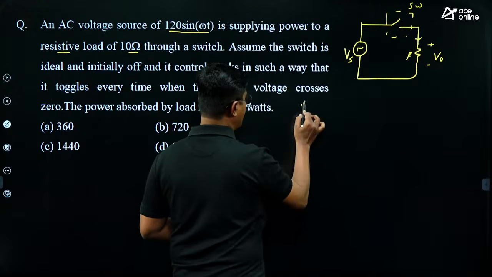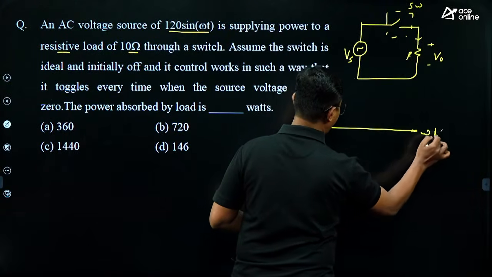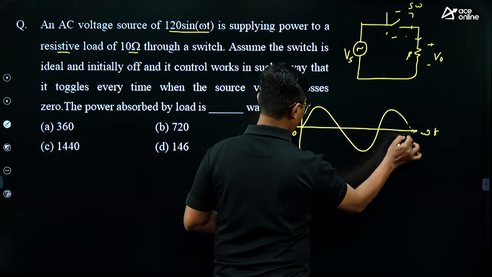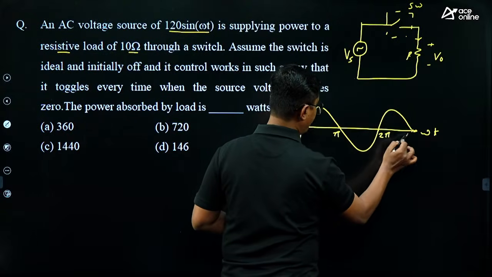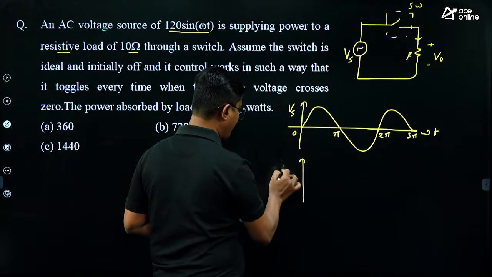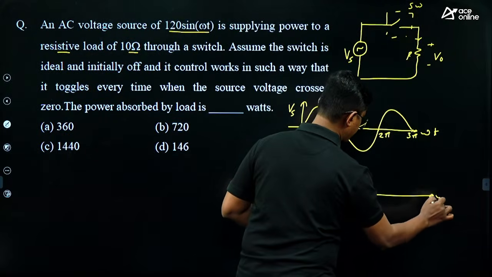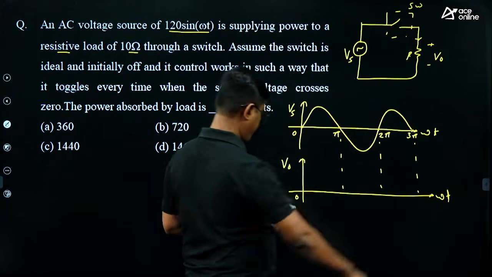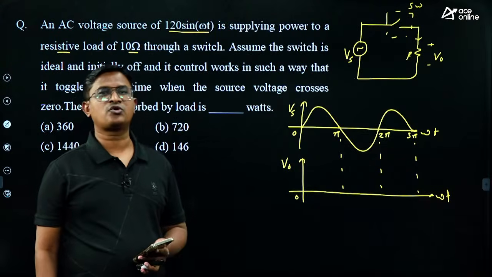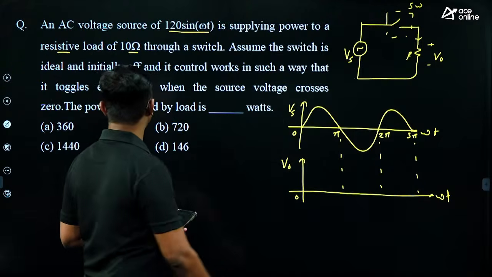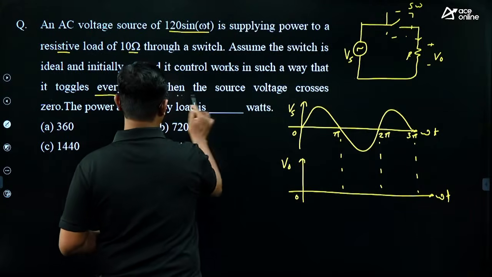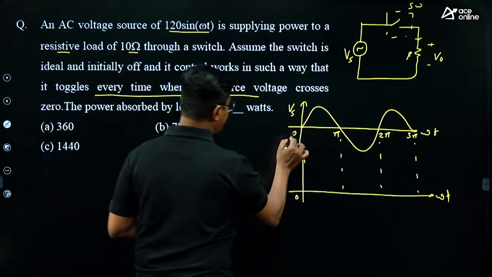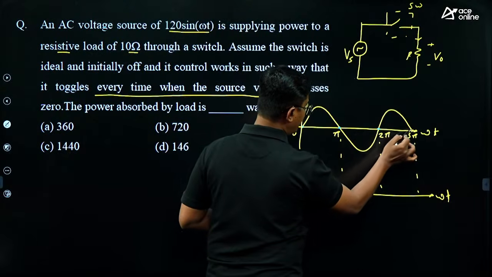The supply voltage is pure sinusoidal. All right. Pi, 2 pi, 3 pi and so on. Tell me how will be my V0 waveform. Switch toggles means what? It is given that the switch toggles every time the source voltage crosses 0. Your source voltage is crossing 0 at these points, here, here, here and here again.